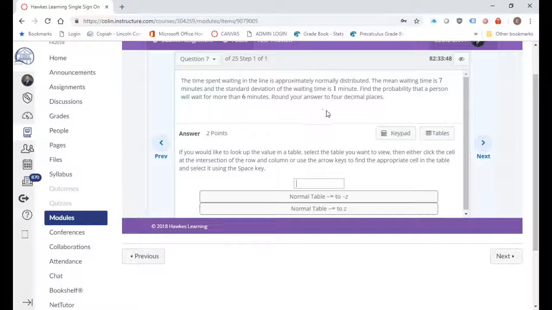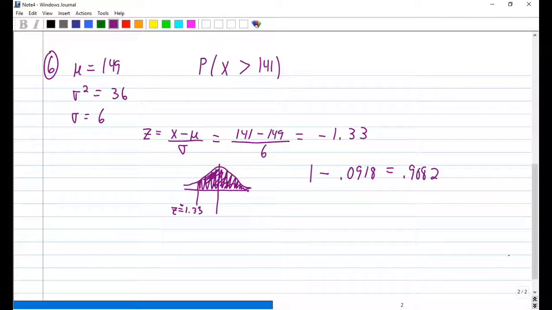Alright, problem number 7 is very similar to problem number 6. It gives us a mean wait time. Now, it doesn't give us a variance. It gives us a standard deviation. So we don't have to find the standard deviation, it's given. And we want to find the probability that a person will wait more than, that's important, more than 6 minutes. So very, very similar to this problem. It's just the numbers are going to be changed because it's a greater than problem.